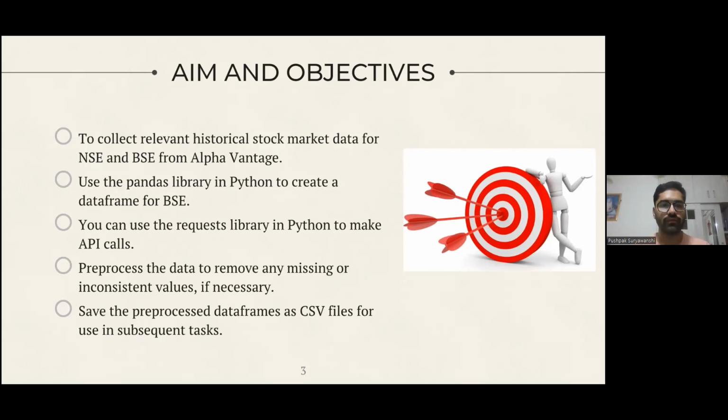Then we will use the pandas library in Python to create a data frame for further pre-processing of the data. Then we'll use the requests library in Python to make API calls to the Alpha Vantage documentation. Finally, we'll pre-process the data to remove any inconsistencies, missing values, or outliers. Then we'll save the data frame to a CSV file, which will be helpful in further tasks.